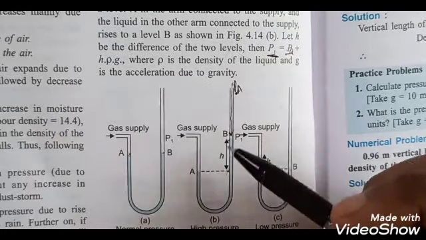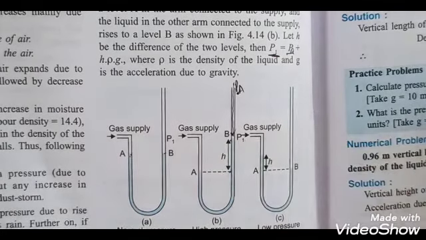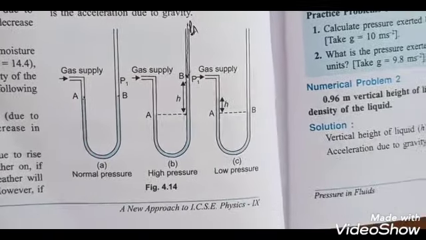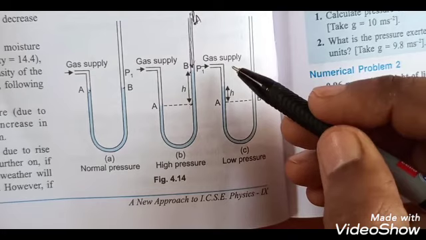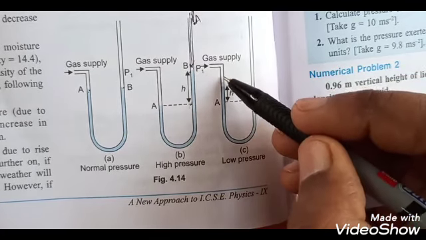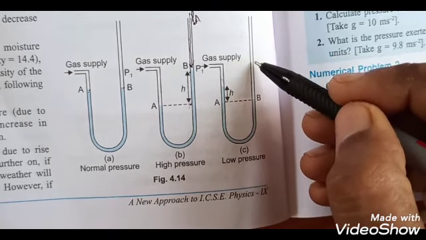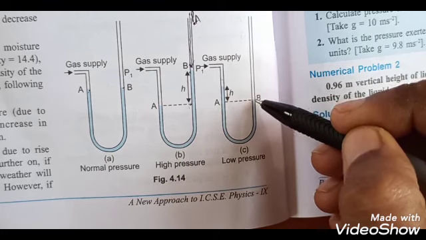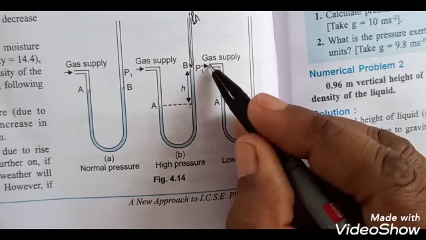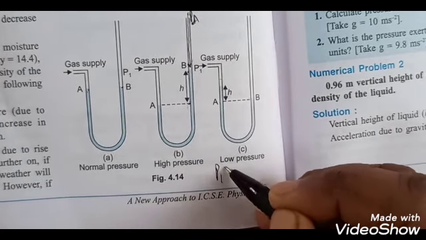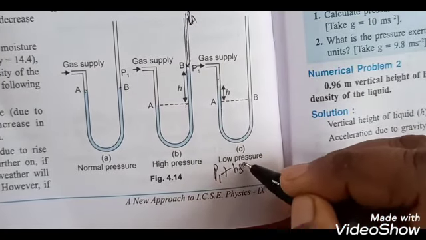And what is H here? The difference in height of the liquid in both limbs. What is rho? Density of water, if you have taken water. And g is acceleration due to gravity. In another case, if the gas has less pressure than atmospheric pressure, the atmospheric pressure is more, therefore the pressure in limb B is more, so the level in B comes down and in A it goes up. Now what is the pressure in limb A? It is gas pressure plus the pressure due to this H height.